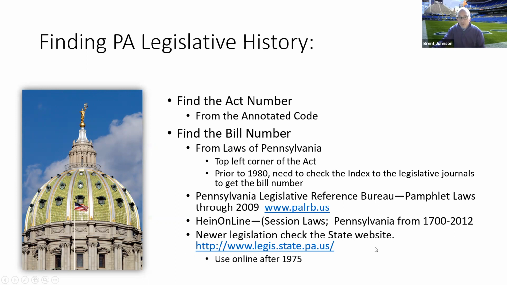On the Legislative Assembly's website, you'll find all that information at that link. From the Laws of Pennsylvania, you're going to find the bill number, usually in the top left of the act. If it's before 1980, you'll need to go to the index in the legislative journals. It's a little more complex process if it's older than 1980.